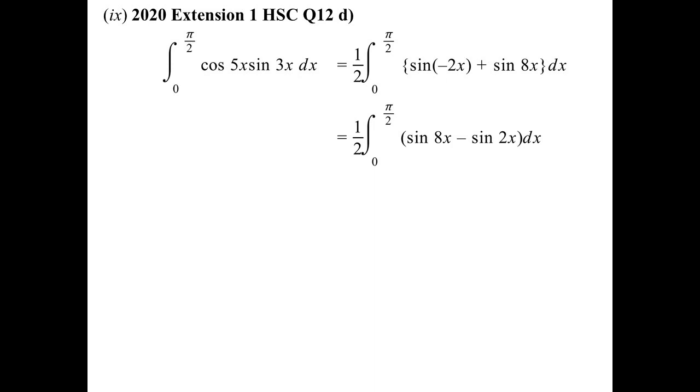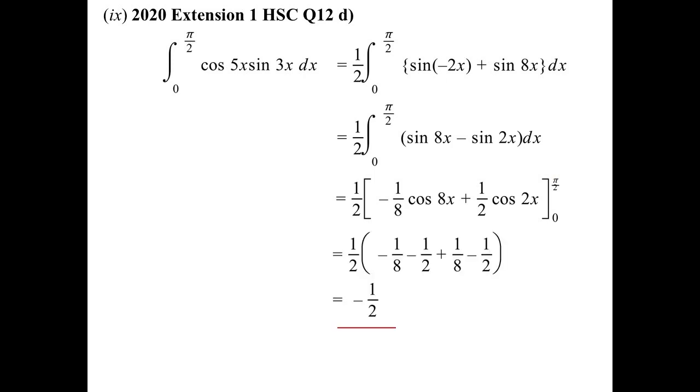Now I take advantage of sine being an odd function, so I've changed sine minus 2x to minus sine 2x, and now I can integrate each of those. I get minus 1/16 cos 8x plus 1/4 cos 2x. Substitute in pi on 2 and 0, and we have our answer.